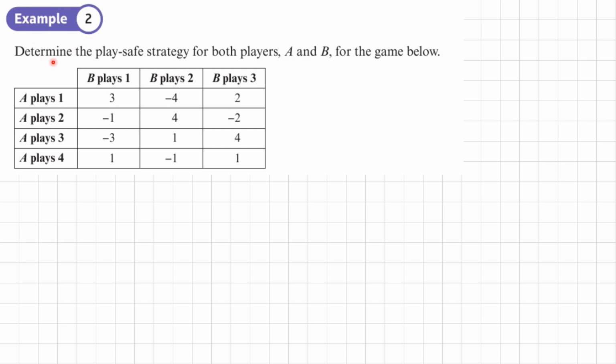Example 2. Determine the play safe strategy for both players, A and B, for the game below. So this is a zero-sum game given from A's perspective. So if it was for B, this would be -3 here, 4 here, 2 here, and so on. So we need to start by finding the row minimums, which we'll do in a moment, and then also the column maximums, because this is now a zero-sum matrix.